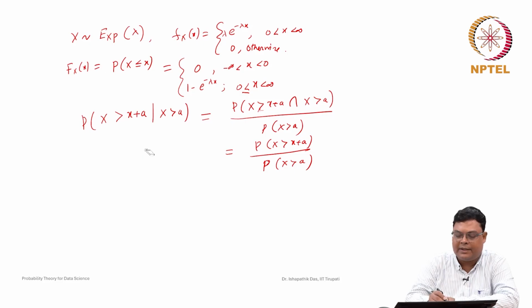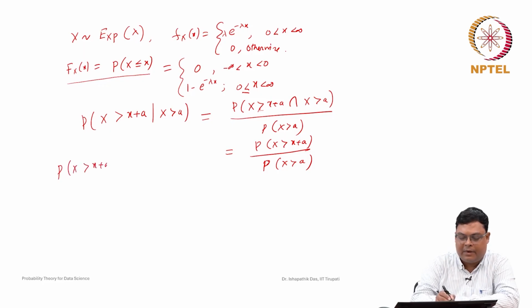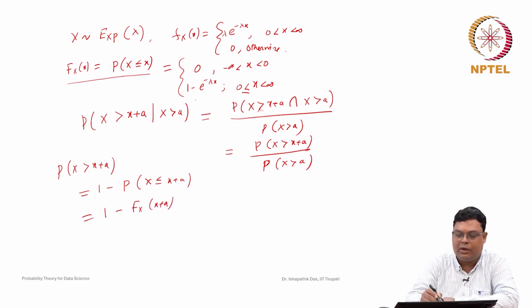So, what will be the probability that X is greater than x plus a? Now, see that this probability we know. So, the probability of X greater than x plus a is nothing but 1 minus its complement, X less than or equal to x plus a. So, X less than or equal to x plus a will be 1 minus F_X of x plus a, because all are positive, so we will use this formula. So, this is nothing but 1 minus of 1 minus e to the power of minus lambda times x plus a. Then this is cancelled, so e to the power of minus lambda (x plus a).